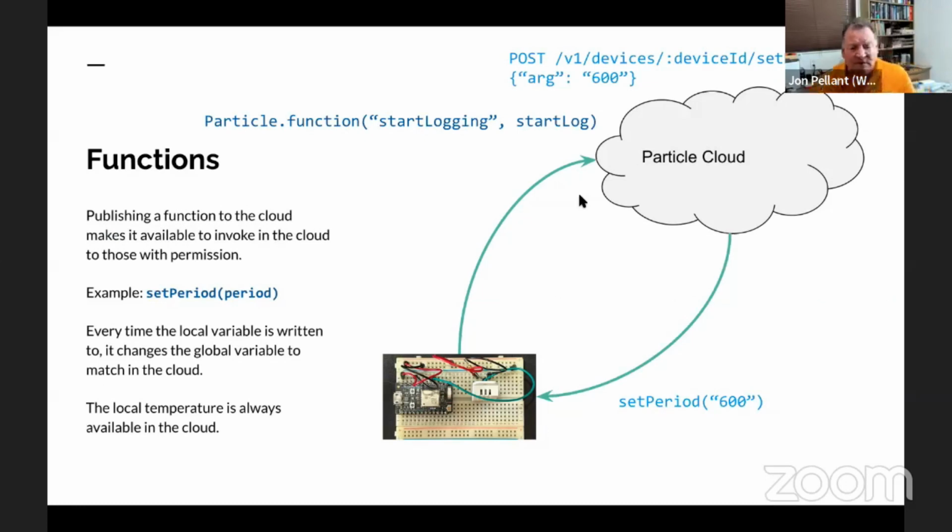Functions, on the other hand, are something that get exposed to the cloud, and then you can call a function with an HTTP POST command and the name of the function. For example, in this thing, I'm setting the period, which is the sampling period for the temperature, to 600 seconds. So every 10 minutes, it's going to check the temperature and publish that to the web. And we'll talk about that in the next slide here.